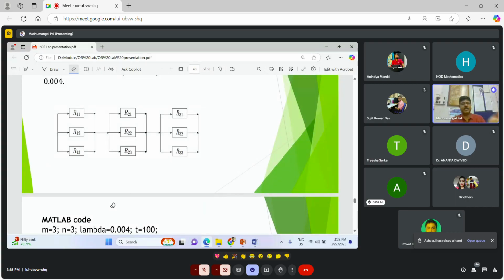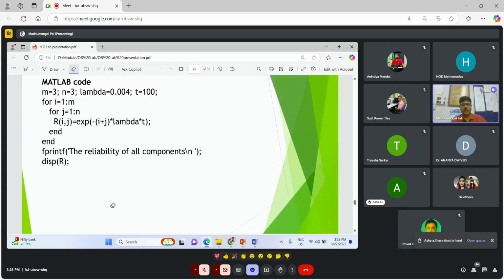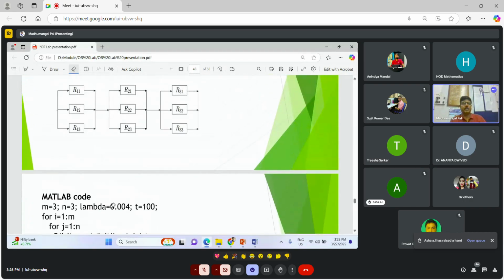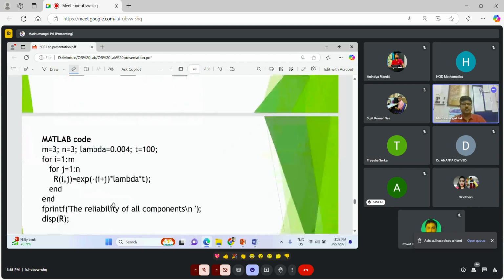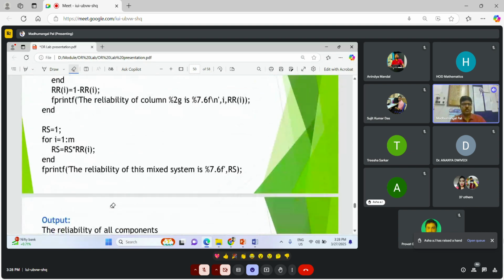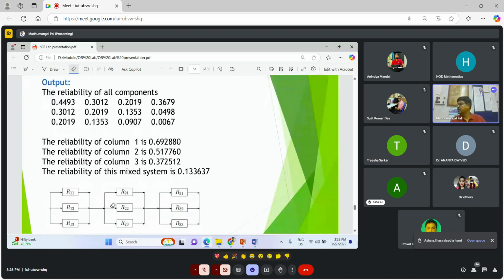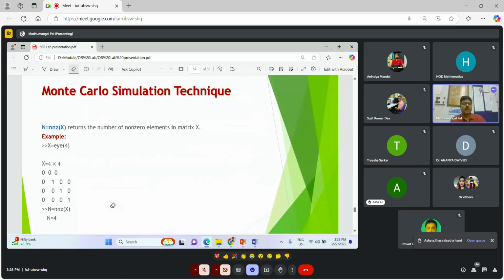Now this is another kind of connection, parallel and then series. The previous one was the series-parallel connection, and this one is called the parallel-series connection. The formula is more or less the same.